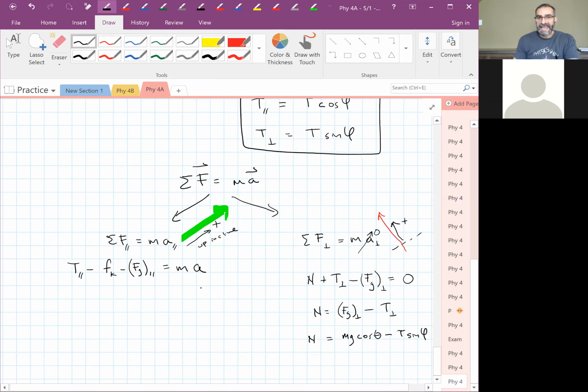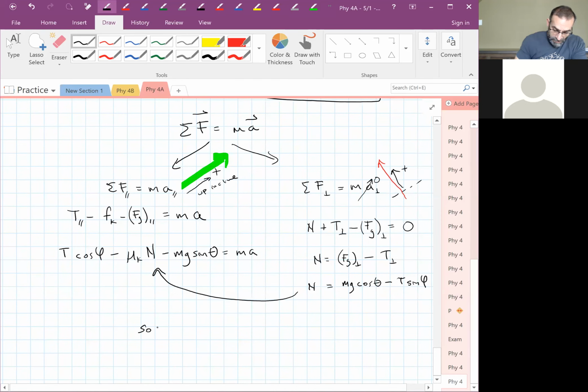And I'm just going to call it A now. I know the only acceleration in my system is along the incline, so I'm just going to call it A. And I can plug in what I know. This is T times the cosine of phi. This is mu K times the normal force. And then I have mg sine theta, and that has to equal ma. So as soon as I plug n in there, I can solve for A.